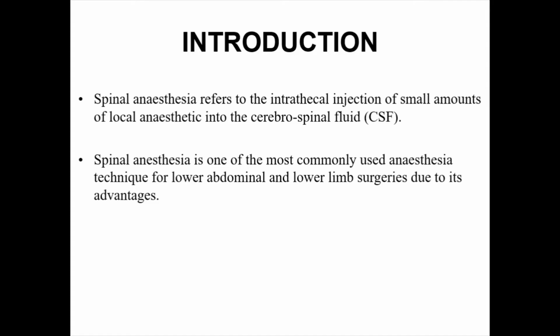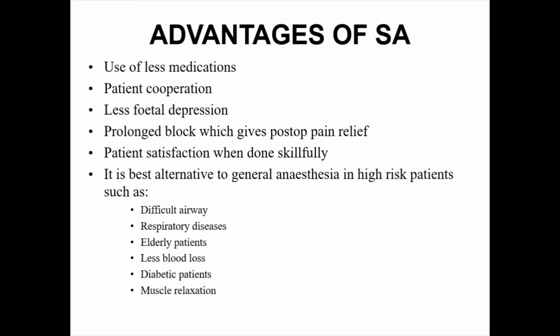We have many techniques that you can use to give the patient anesthesia, but friends, you have to know what spinal anesthesia is. Spinal anesthesia refers to intrathecal injection of small amounts of local anesthetic into cerebrospinal fluid. That's one. You can also define it as a lesional anesthesia, which is achieved by temporary interruption of impulse transmission by spinal nerves after injection of local anesthetic in the subarachnoid space. Spinal anesthesia is one of the most commonly used anesthesia techniques for lower abdominal and lower limb surgeries due to its advantages.